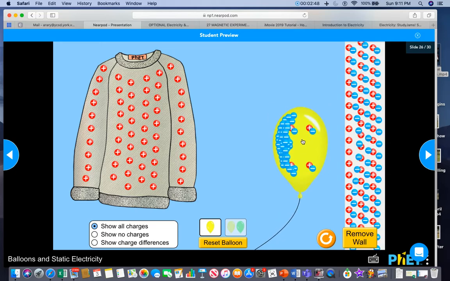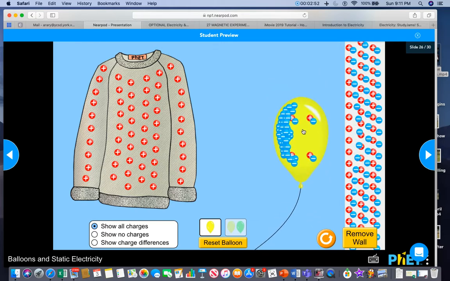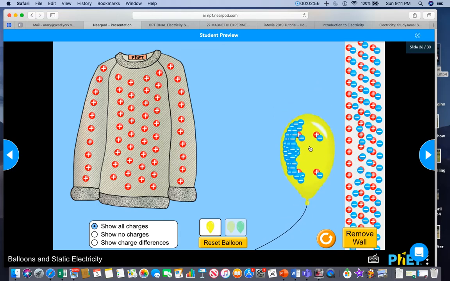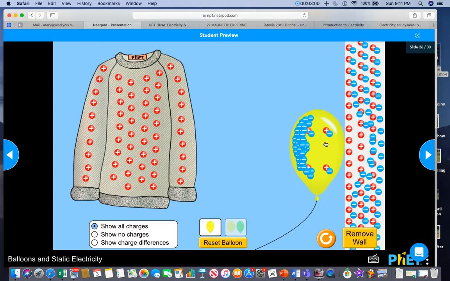But we're not touching the wall. This would be a great example of induction. Induction is when you can affect those charges without quite touching, just being nearby. Now if I actually touch it, look, it's even stronger effect. So now we have conduction. Conduction, remember, is when you transfer the charge by direct contact, by touching. So we've got conduction happening here.